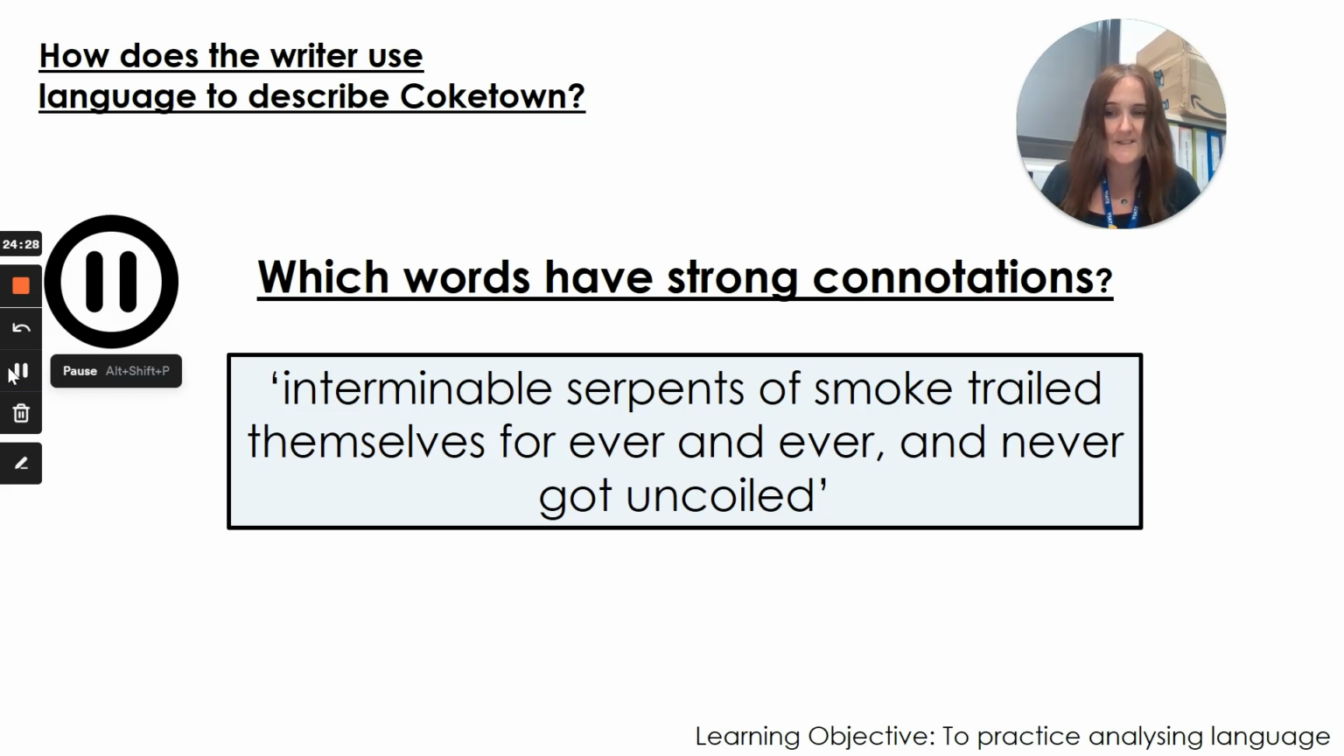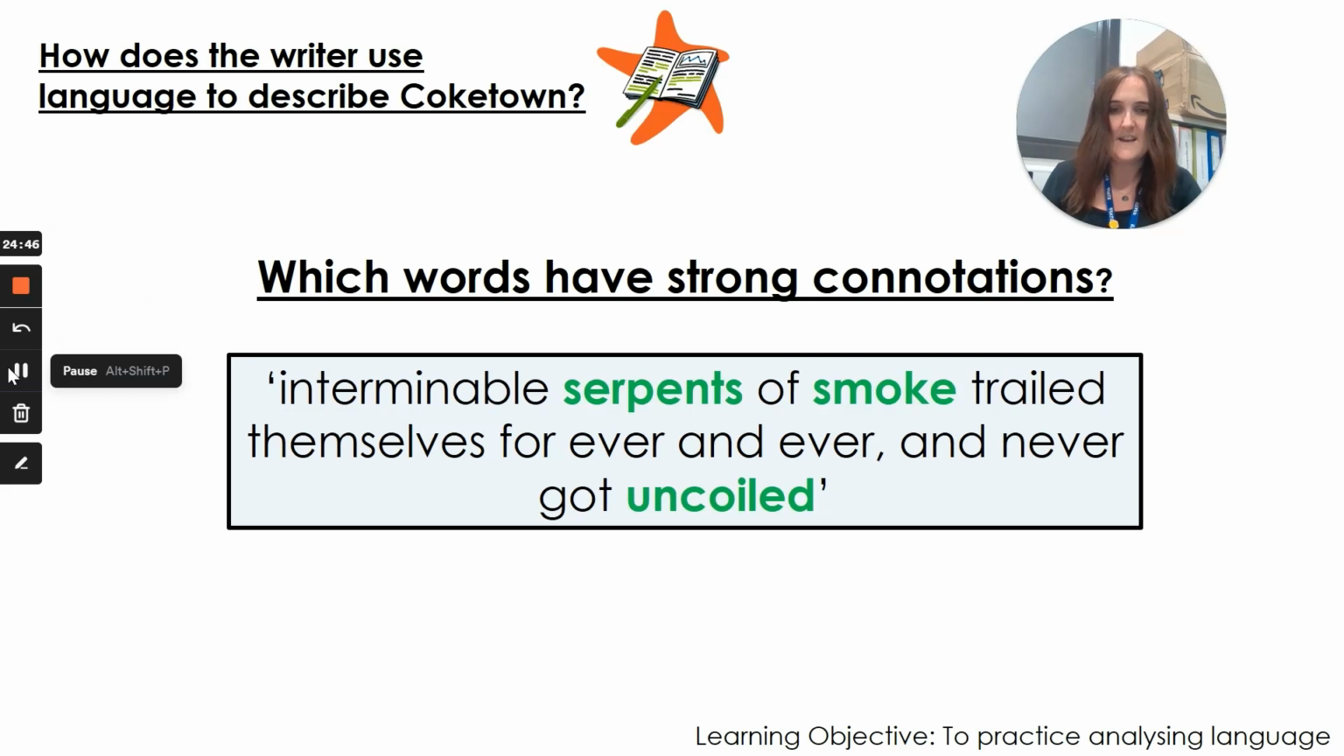So you've just written it down in your exercise books. Can you please highlight the words that have the strongest connotations? Okay, connotations, associations, things that we associate with the words. Okay, highlight that now, please. Okay, so let's have our highlighters in hand, and I think these are probably the three that have the strongest connotations. Okay, serpent, smoke, and uncoiled.